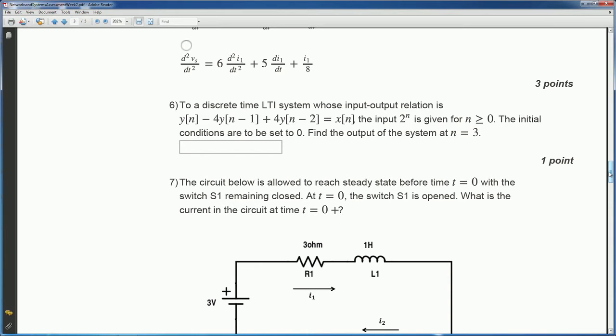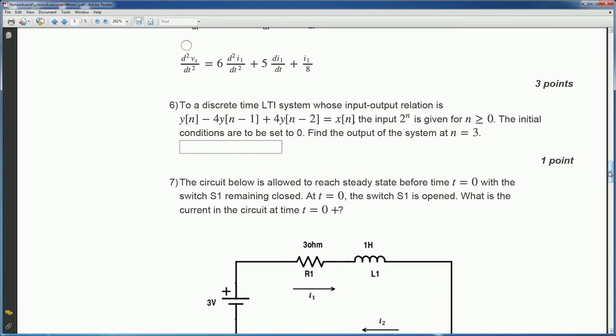So, what does that mean? X of n is 2 power n times u of n. Okay. So, that is the meaning of the input, and then the initial conditions are 0. So, what does it mean? Y of minus 1 is 0, y of minus 2 is 0, and so on. Okay. So, now you have to find the output of the system at n equal to 3. Okay. So, that is it.